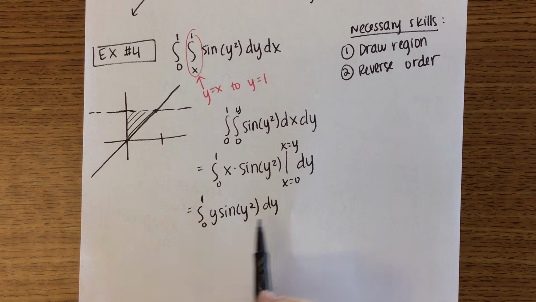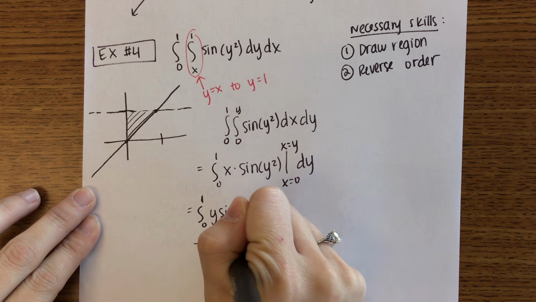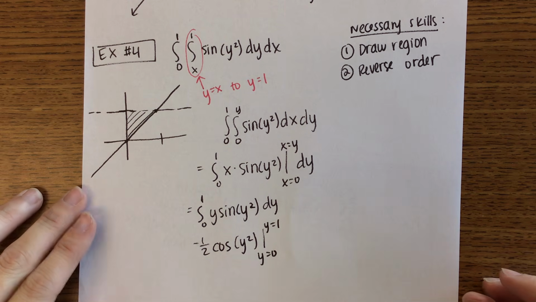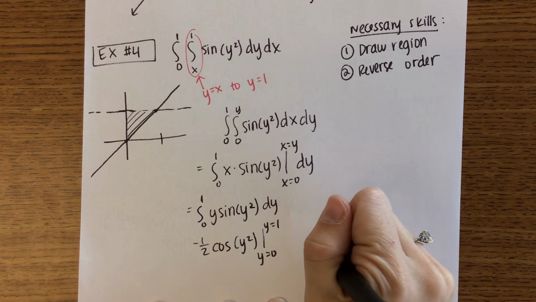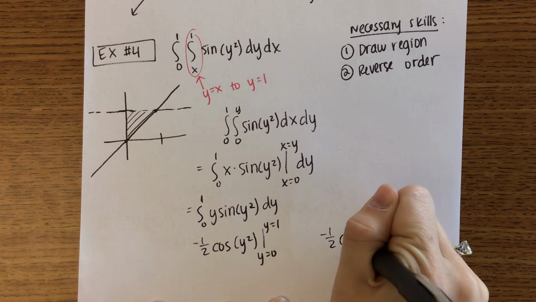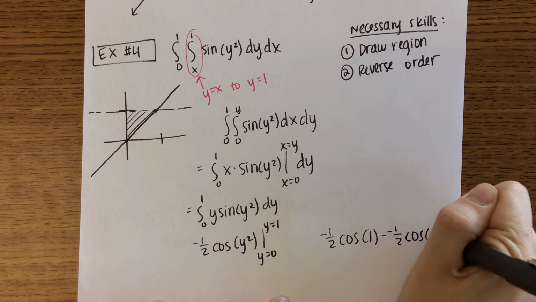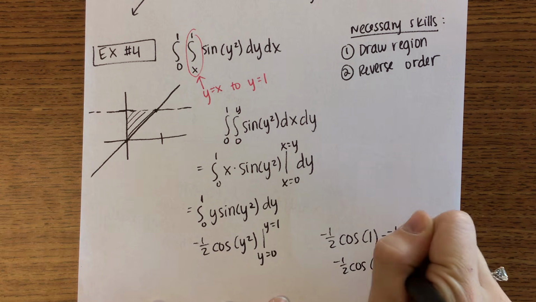Now this should be much easier to integrate. So you can do u substitution if that's what you need to do, or you can do it in your head. Should end up being -1/2 cosine of y squared, evaluating from y equals 0 to y equals 1. Are you guys okay that I just did it without the... So this ends up being -1/2 cosine of 1 minus -1/2 cosine of 0, which is -1/2 cosine of 1 plus 1.